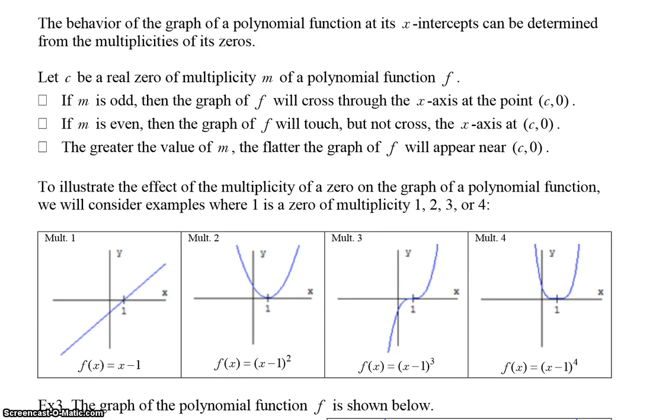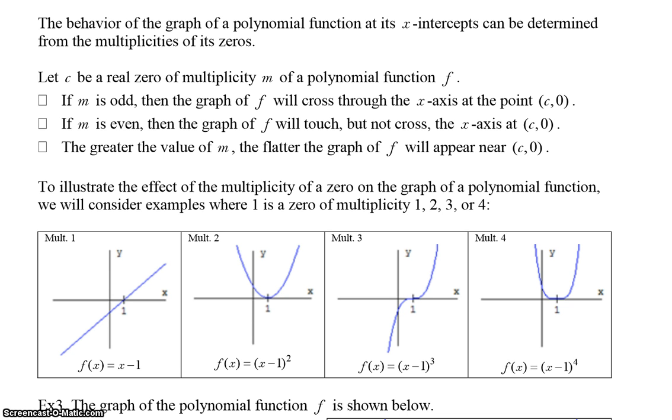Continuing with the section 3.2 notes, the multiplicity of a zero can tell us something about how the graph of the function behaves near its x-intercepts. So here's a result that we can make use of, and we'll illustrate it with some examples. Let c be a real zero of multiplicity m of a polynomial function f.